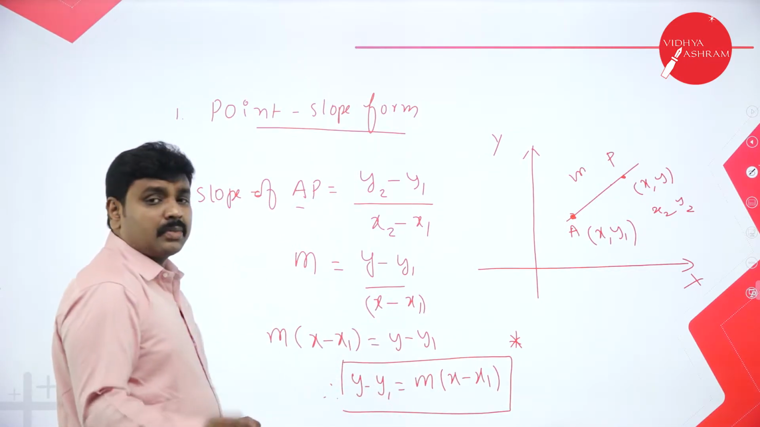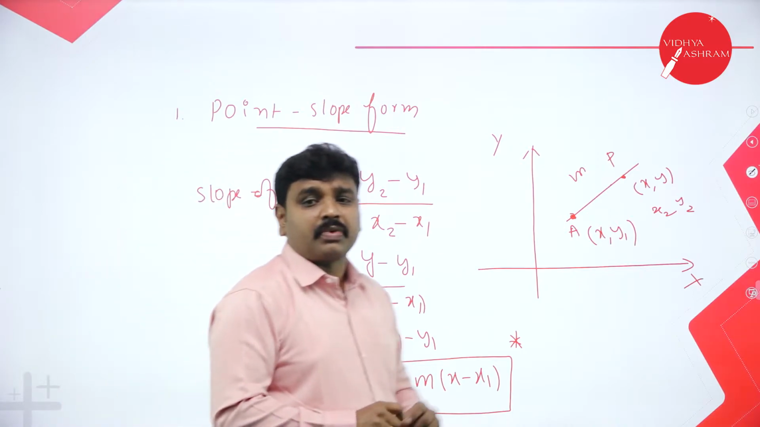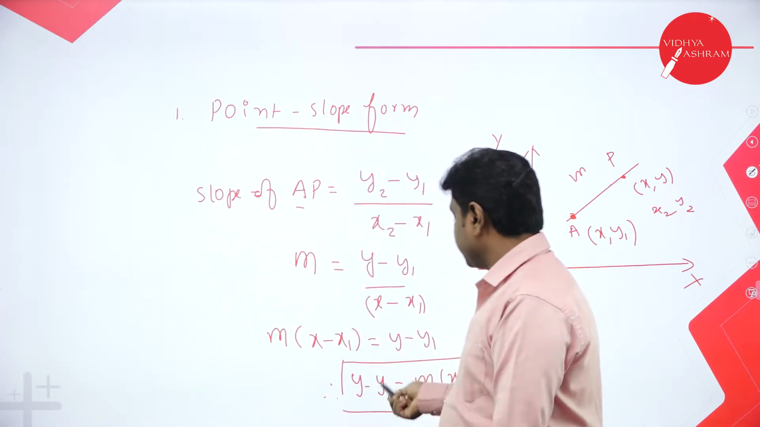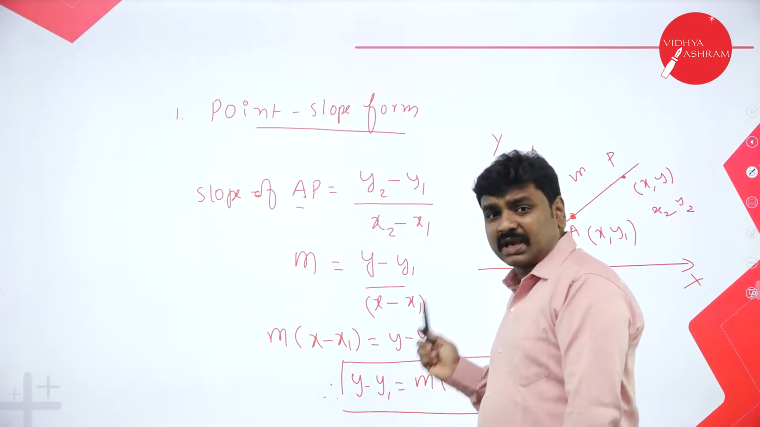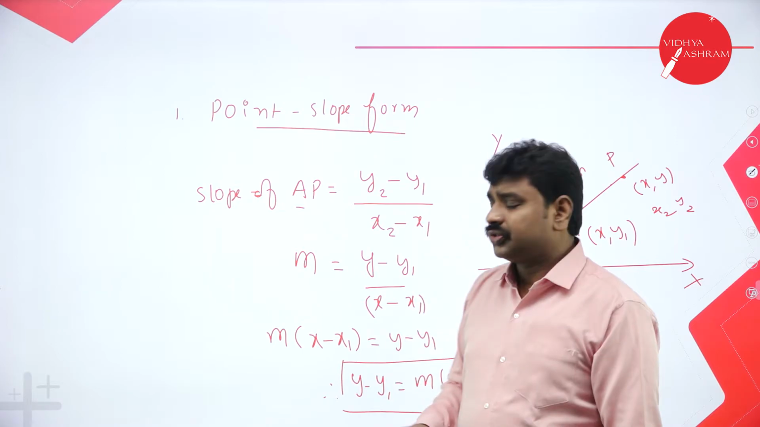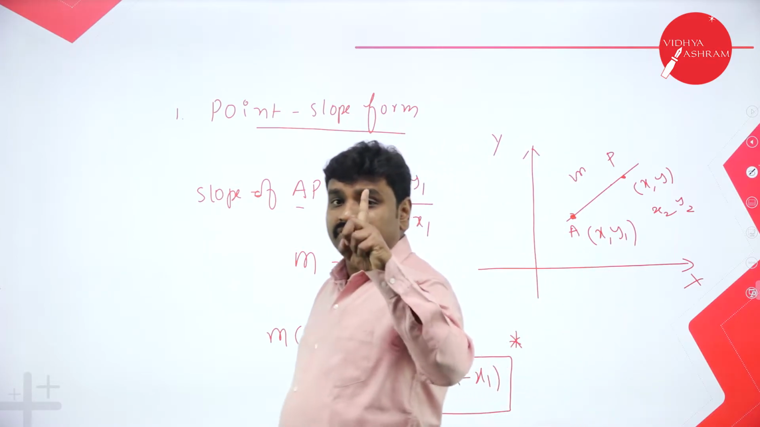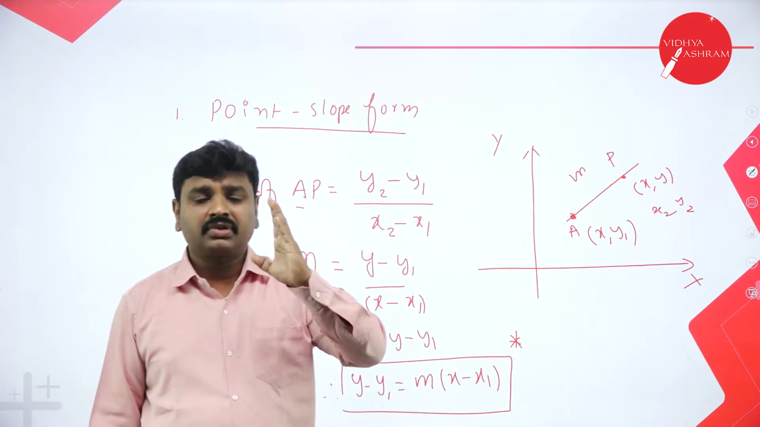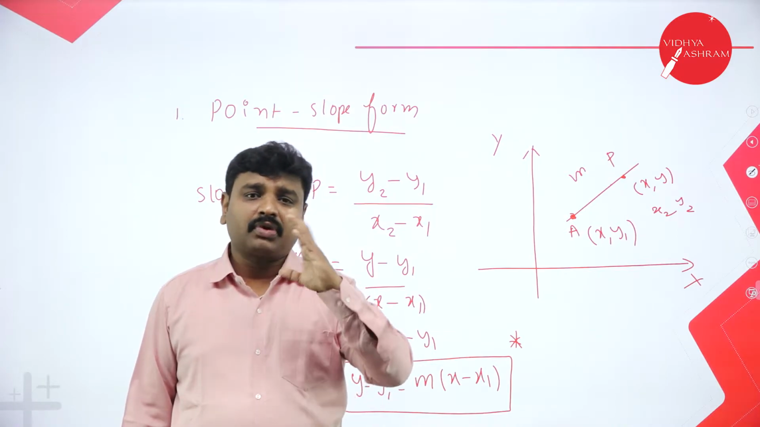What is this called as? Point slope form of line. What is the point slope form of line? y minus y1 is equal to m into (x minus x1). The same equation, you will study it as the equation of tangent in second year. So now you have learned the first form. I told you all the forms, if you are thorough, then the problems become easy.